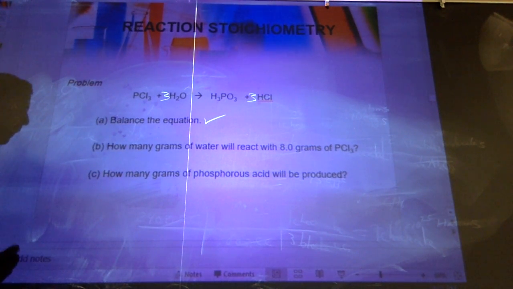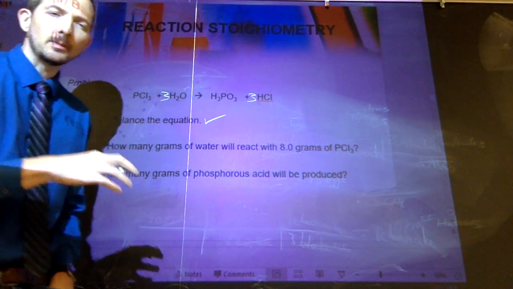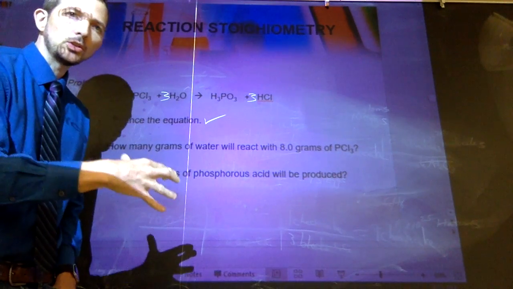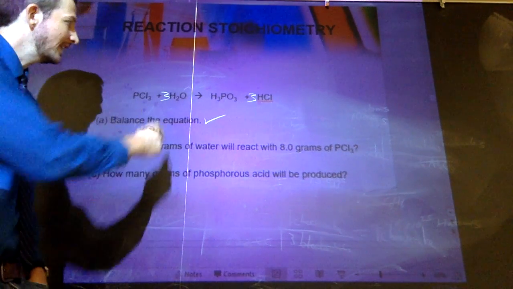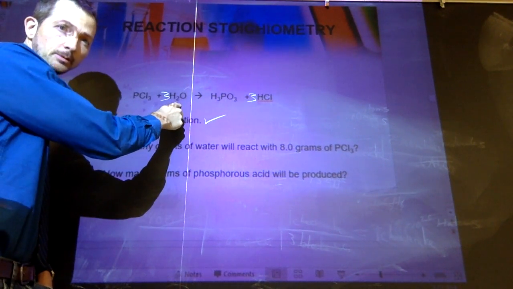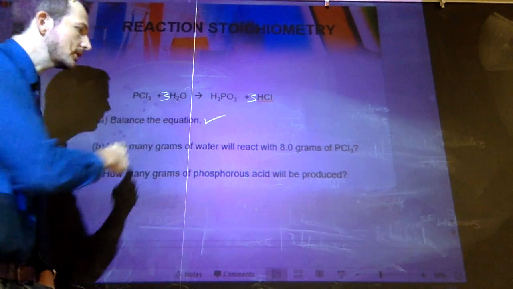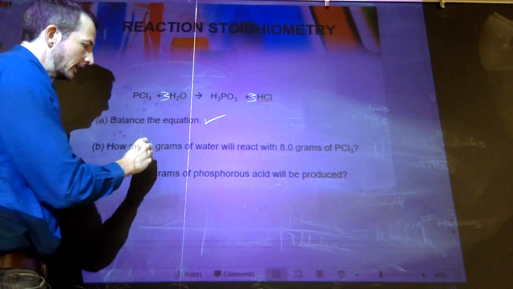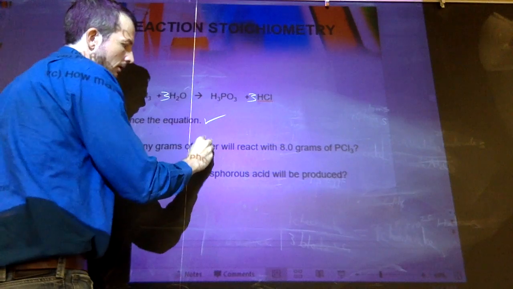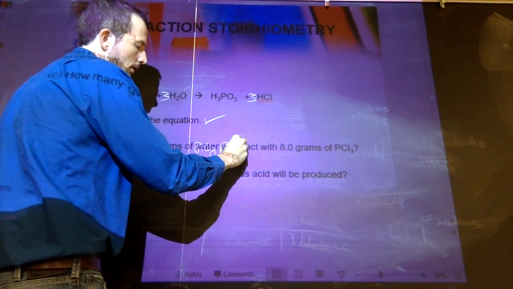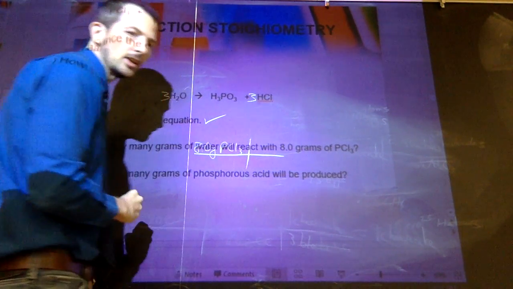How many grams of water react with 8 grams of PCl3? So I want to go from PCl3 to H2O. So to do that, I use the balanced equation. But to use the balanced equation, I need moles. So 8 grams PCl3.